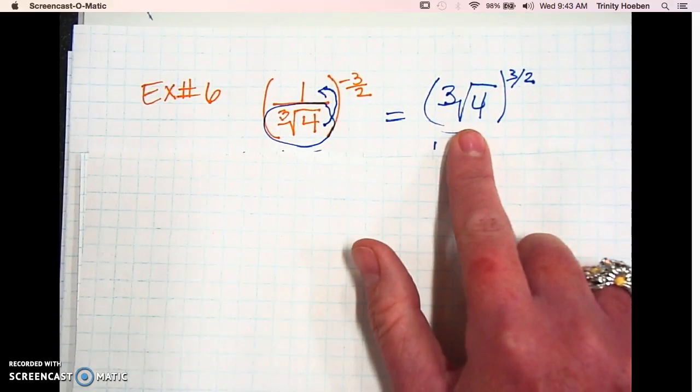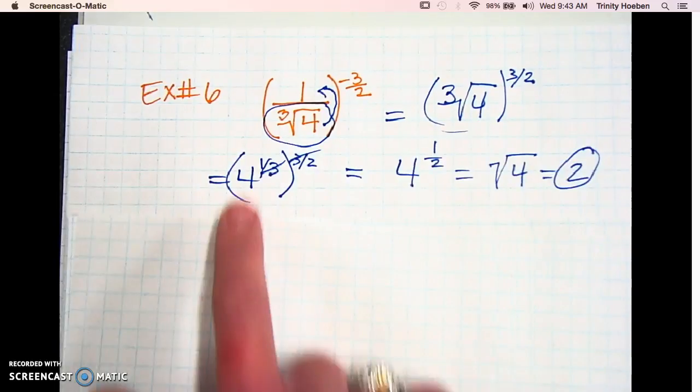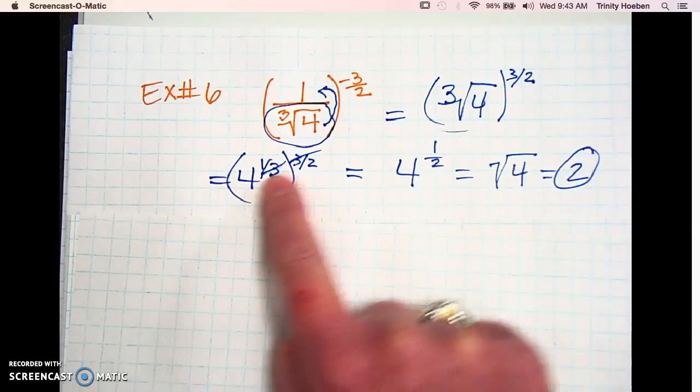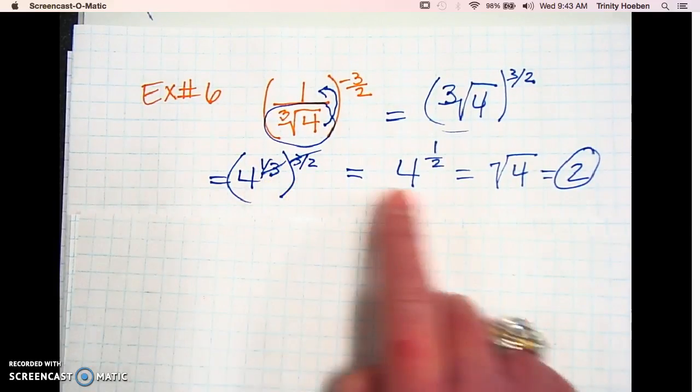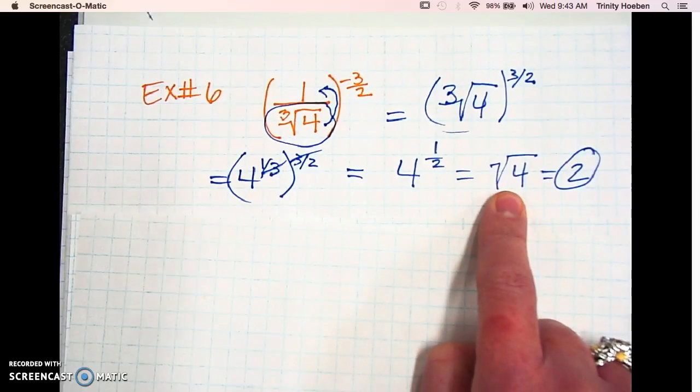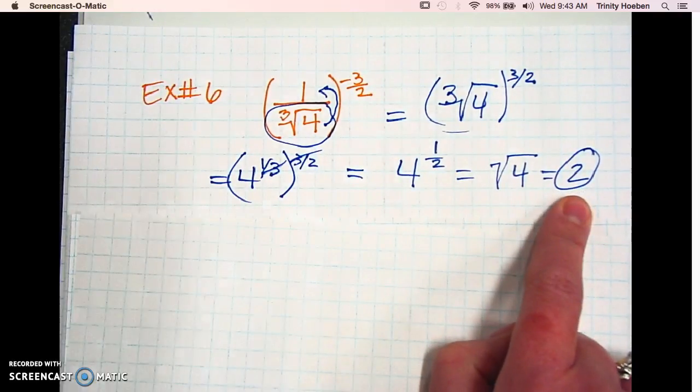The easiest way to deal with that is to rewrite that as 4 to the 1/3 power raised to the 3/2 power. You're going to notice that the 3's will cancel, and you're left with 4 to the 1/2 power, which is the square root of 4, and you end up with 2.